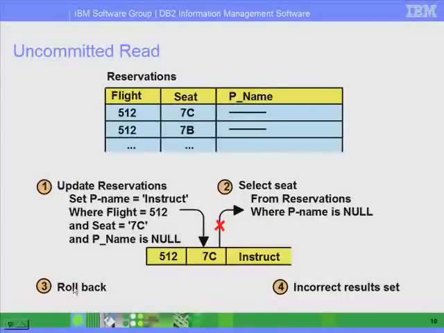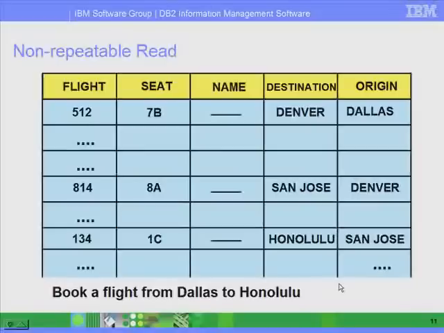But then what's going to happen is that the first application is going to roll back. The change that it made for the first row, it's going to roll it back, because what it was doing is not valid. And what's going to happen is that the second application basically has incorrect results because it just has one row when it should have two rows, right? So this is called uncommitted read.